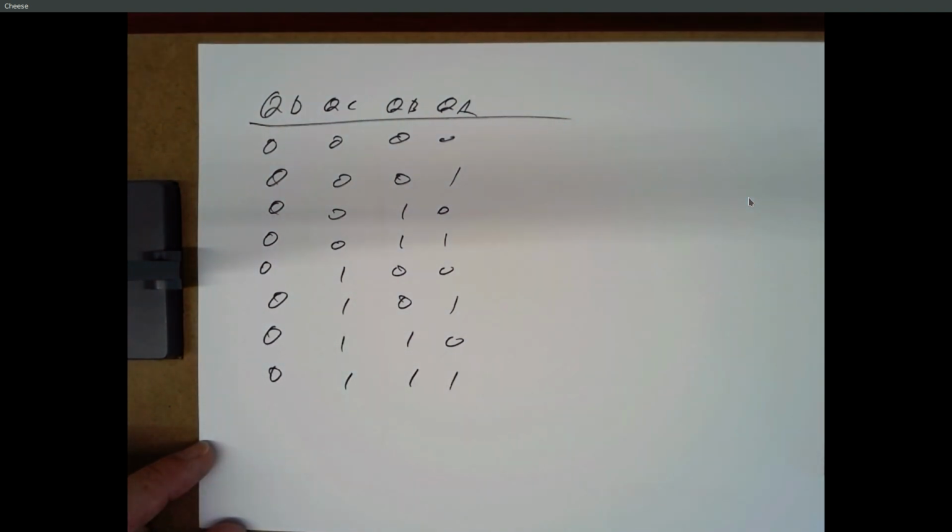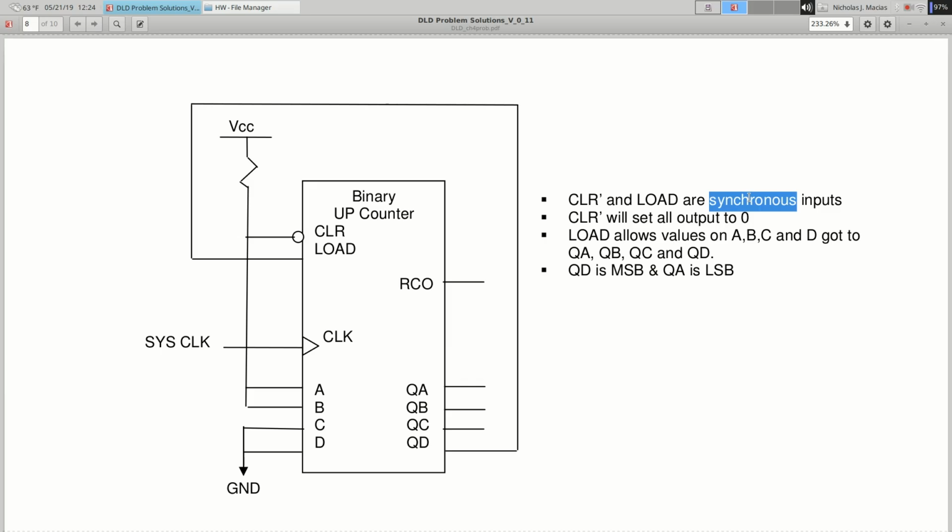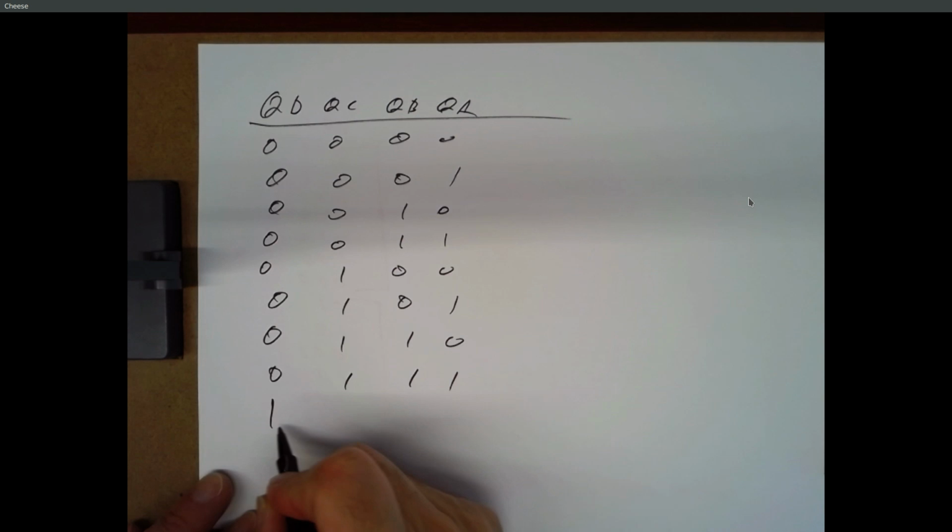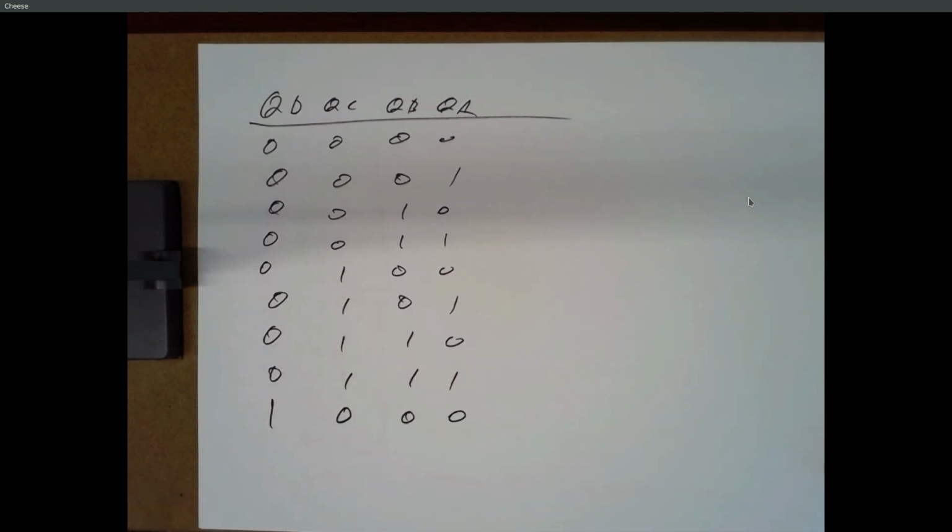Up to 7. Okay, we get to 7, the clock ticks again. This thing is going to count. The load line is still 0, right? Because at 7, we've got 1, 1, 1, 0. QD is a 0, so load is 0. The clock ticks. We count from 7 up to 8. This is going to go to this value.